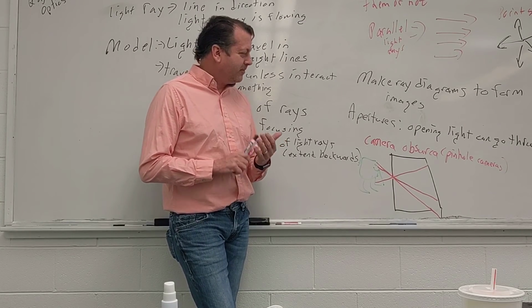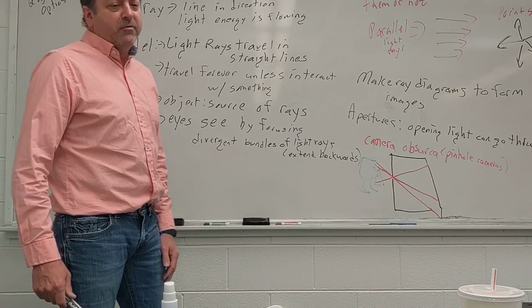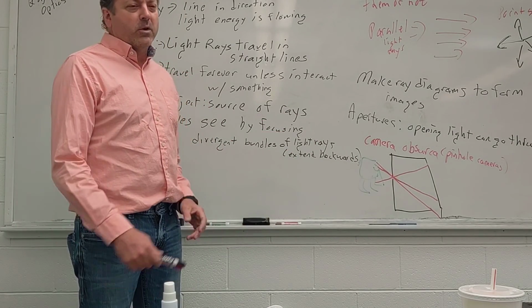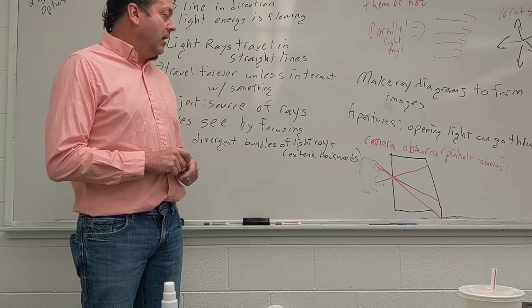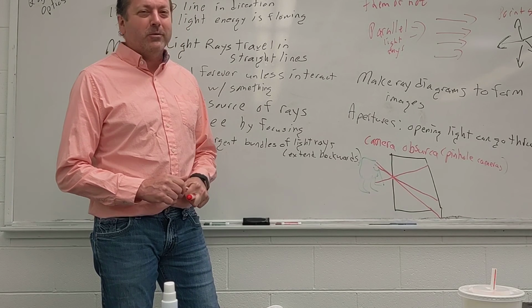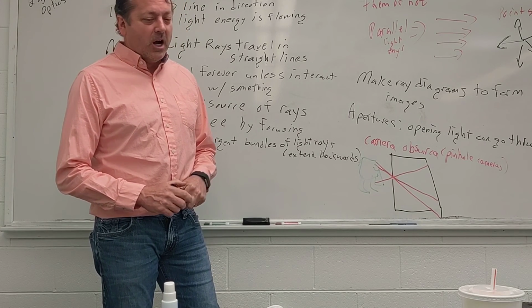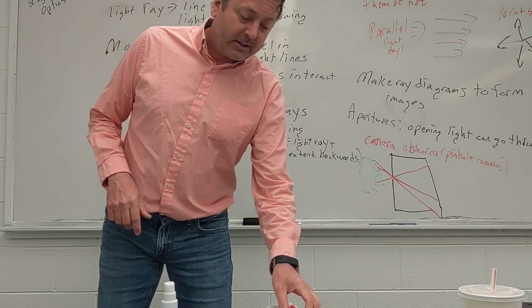Ray model of light, we're going to work on that in chapter 34. Lots of stuff in chapter 34. This is pretty straightforward. Read the chapter on this. There's a lot of things you can read about it. Camera obscuras, they're pretty cool, especially the history of those things. All right, that's section 34.1. We're going to do reflection next, 34.2.